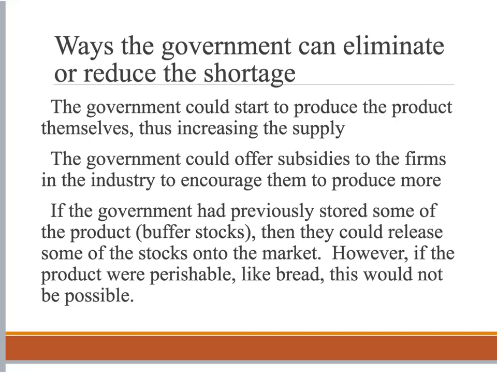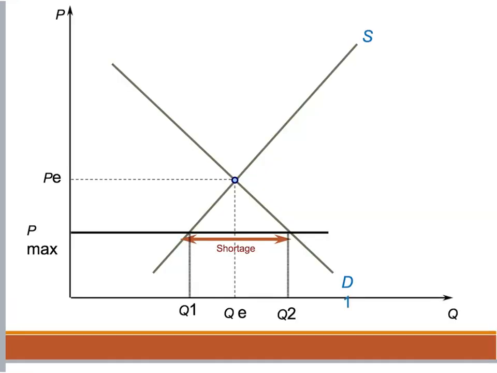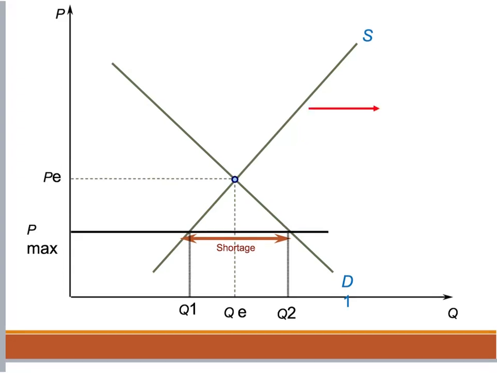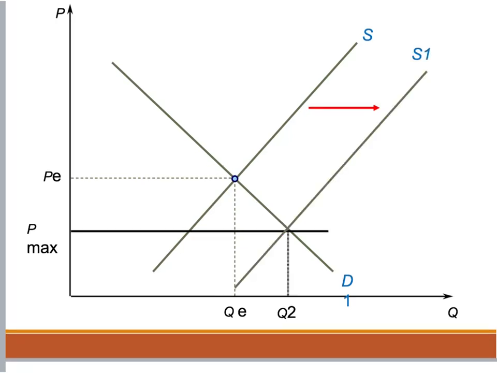However, if the product were perishable like bread, this would not be possible, as the bread would probably rot prior to entering the market. If the government is able to shift the supply curve to the right by subsidizing, directing provisions toward, or using stored bread, then equilibrium will be reached at P max with Q2 loaves of bread being demanded and supplied. These actions obviously would cause the supply line to shift rightward, which then eliminates the shortage through more government intervention.